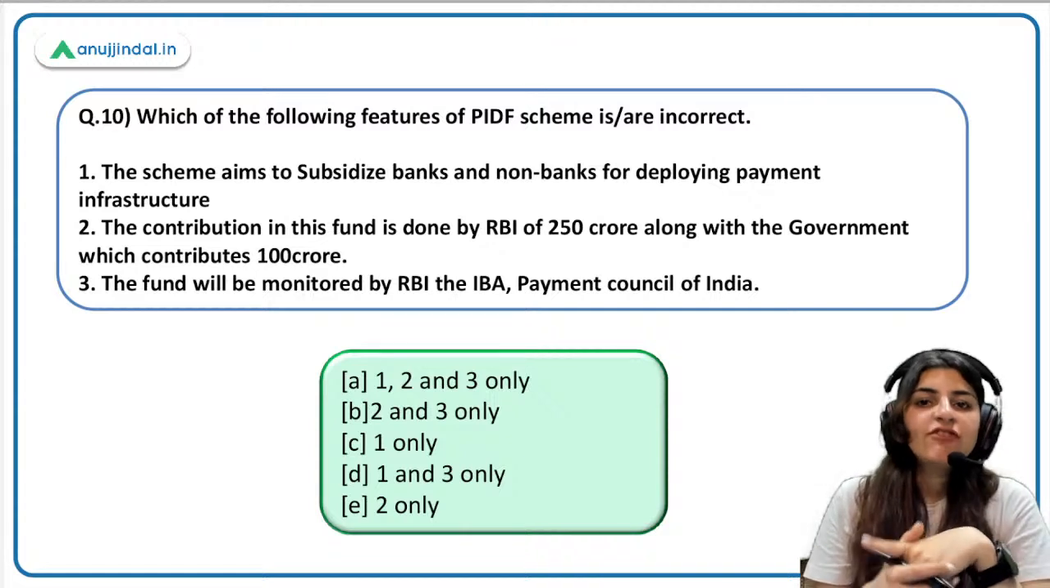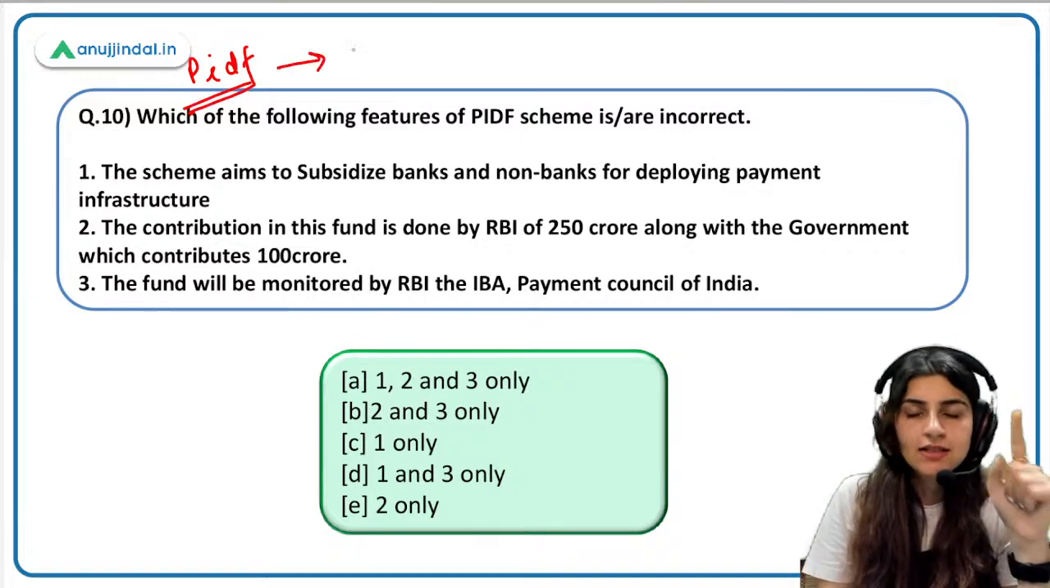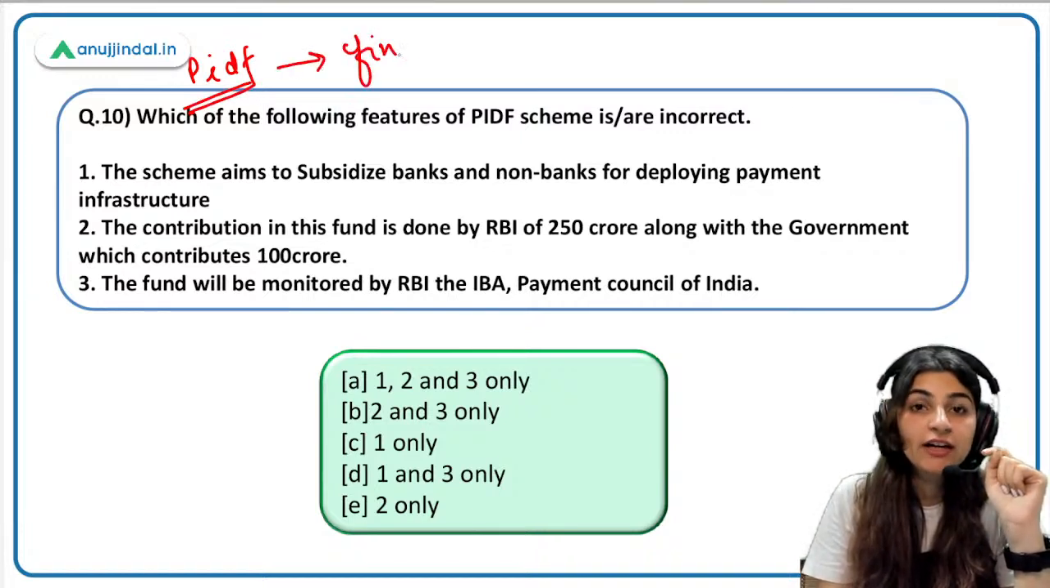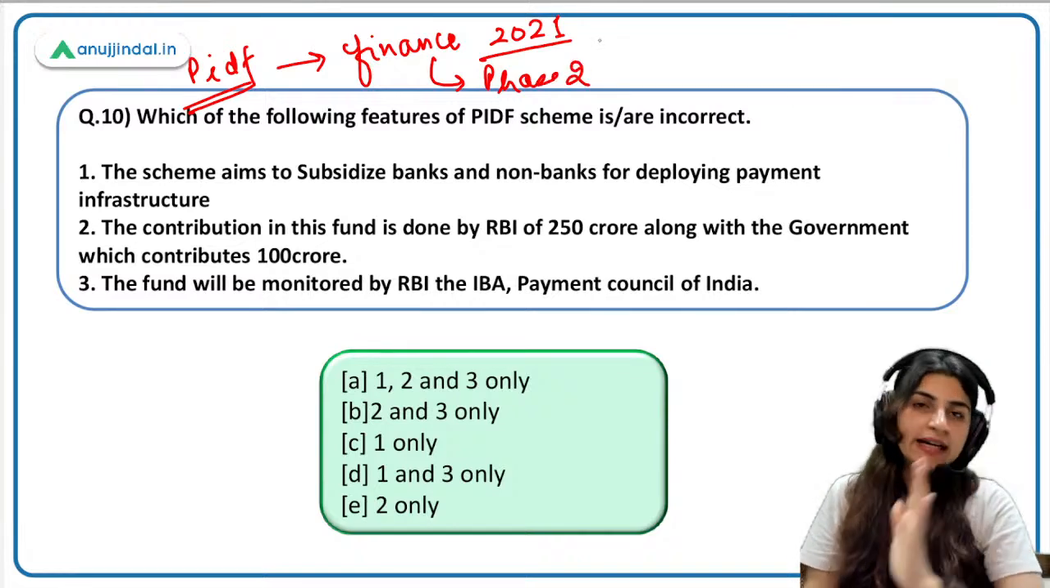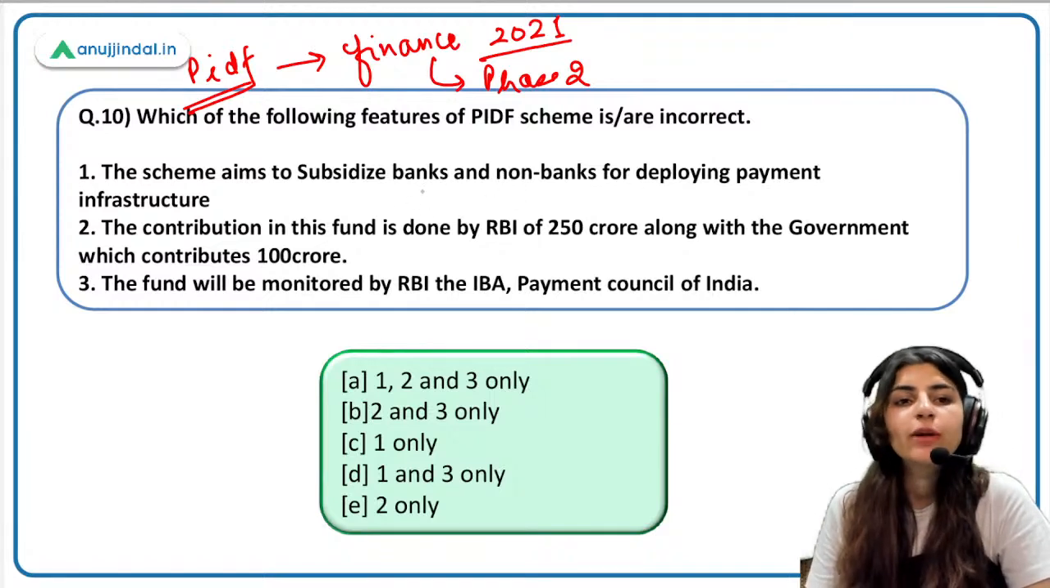Which of the following features of PIDF scheme? Important scheme है, Payment Infrastructure Development Fund. A question was asked last year in finance, 2021 में आया हुआ था, paper 2, phase 2 finance में a question was asked from PIDF. Okay, the scheme aims to subsidize banks and non-banks for deploying payment infrastructure.